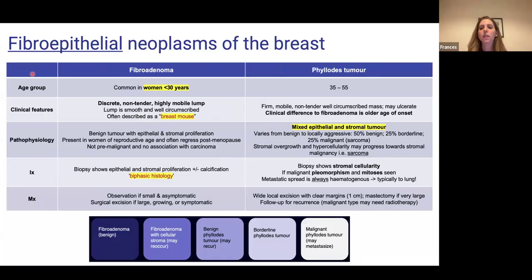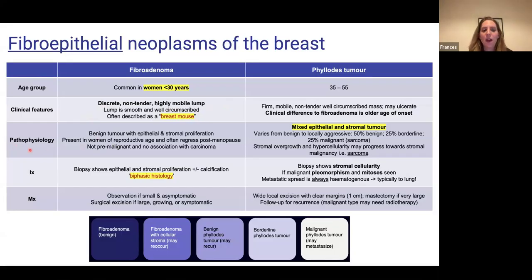This is very, very common, often seen in the under 30s. These patients often have a discrete, non-tender, highly mobile lump. It's often called a breast mouse because it moves around very, very easily underneath the breast on examination. It's very smooth and it's well circumscribed. Mouse, think about the mouse of a PC, not a mouse like the animal.